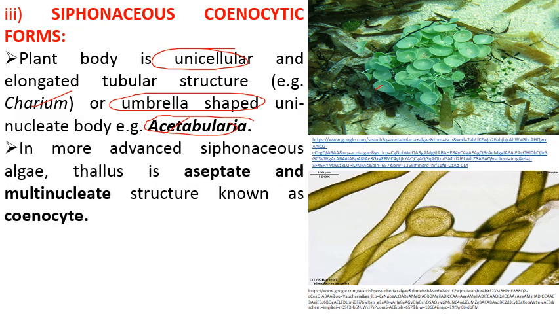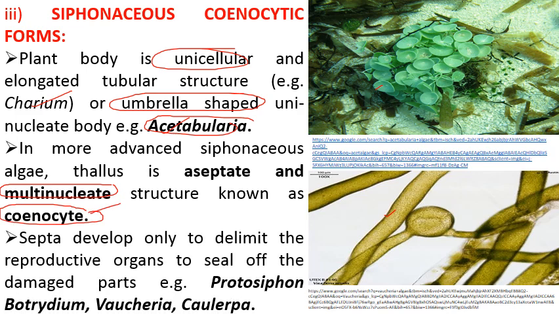In more advanced Siphonous forms of algae, the condition of thallus is aseptate and multinucleate. It means a single cell having multiple nuclei in a single cell, and that is aseptate. So that condition is known as cenocyte. उस condition को कहा जाता है cenocyte, and we have examples like Botrydium.